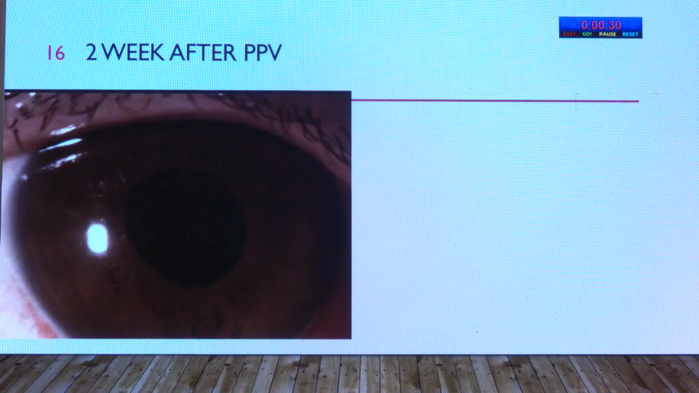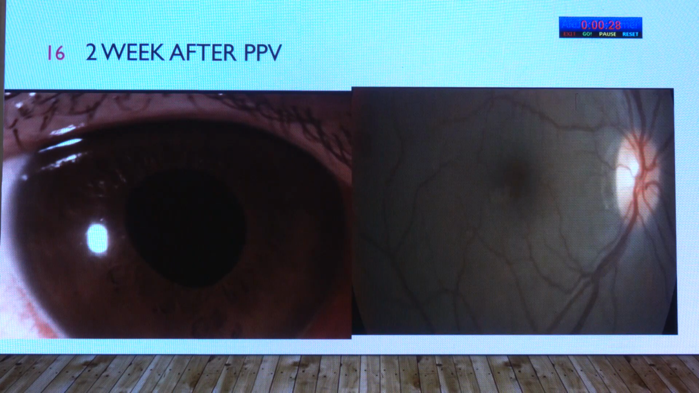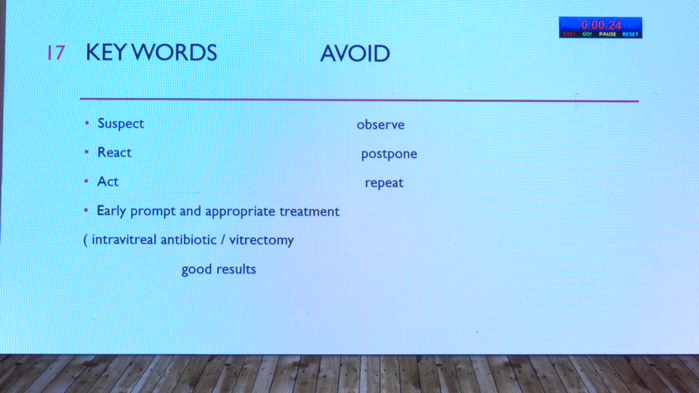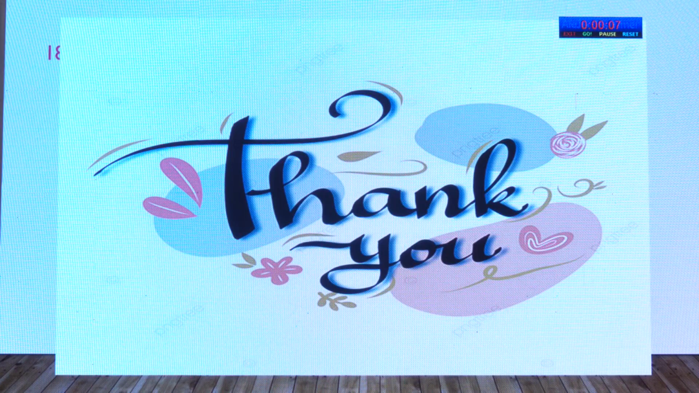So this is the patient after 2 weeks of PPV, had a good clear cornea, clear vitreous, and the patient had good vision. So the thing is, first thing we have to suspect is whether it's endophthalmitis or not. Then we have to react and we have to act so that we can have good results for the patients. Thank you.